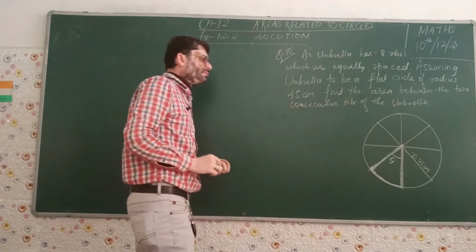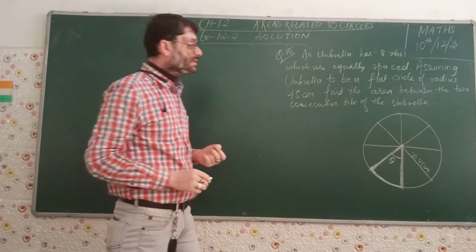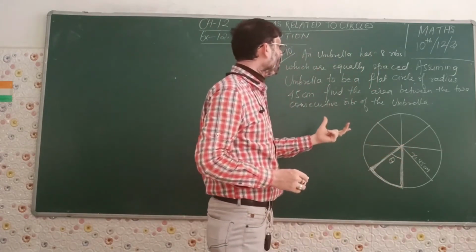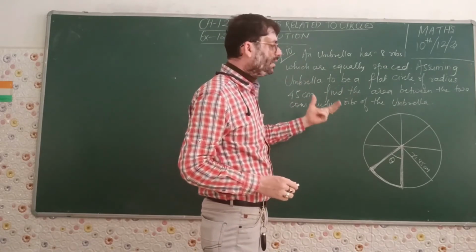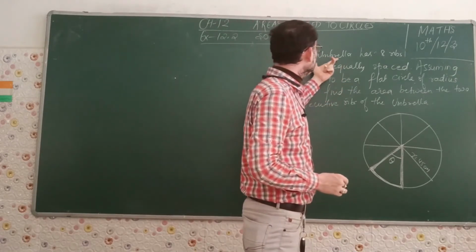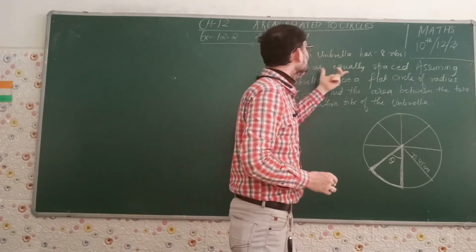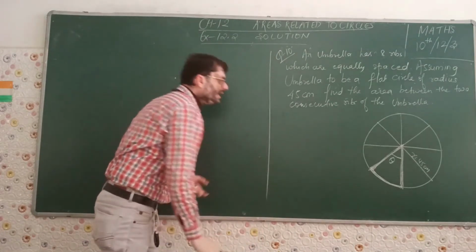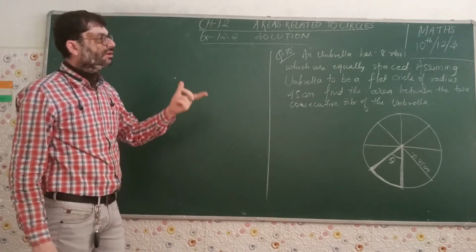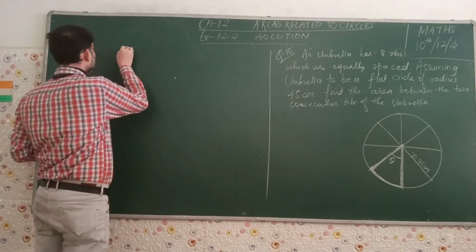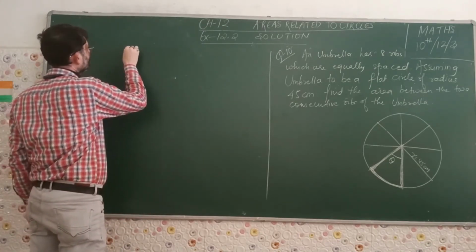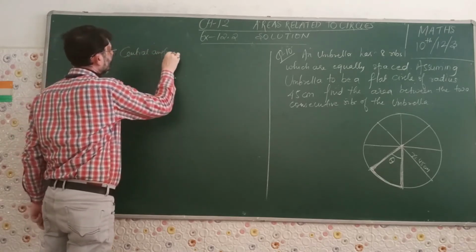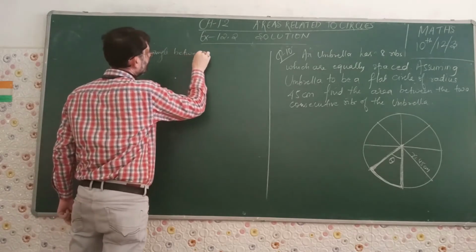So first of all, we will have to calculate that theta, because the total circle has been divided into 8 equal parts, because initially it was told that the umbrella has 8 ribs only. That means 8 equal parts are made. So the very first thing that we have to do is find the central angle between 2 consecutive ribs. So we will solve it.